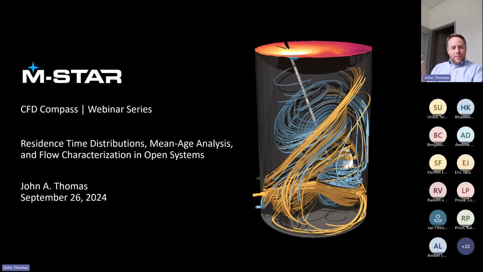I'm going to be talking about, again, open systems today, and talking a bit about residence time distribution interrogation and calculation, as well as mean age interrogation and calculation. Mean age is one of those things that people know about, but they might not really know how to use. So I'm going to do a working demo of mean age in action and talk through what this workflow looks like and what it actually gives us.